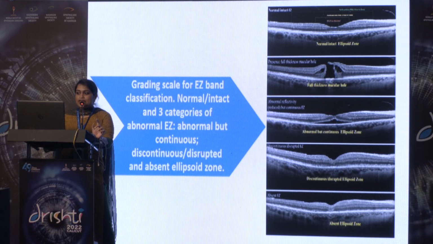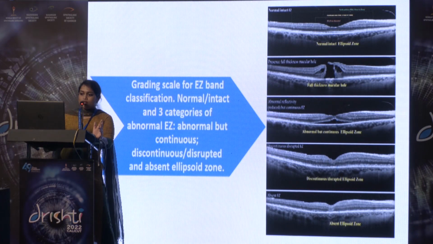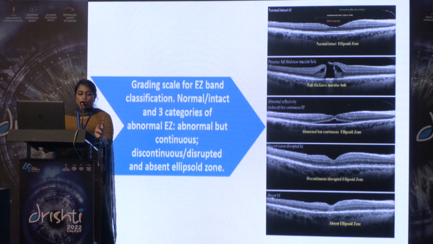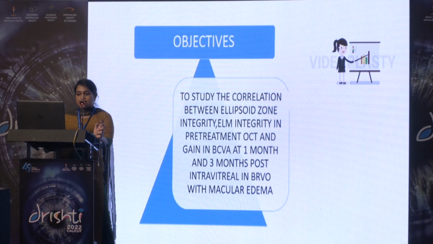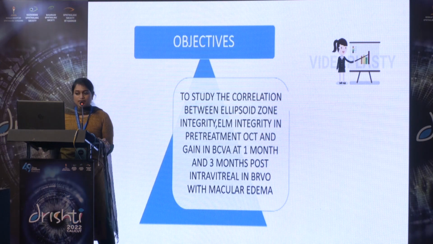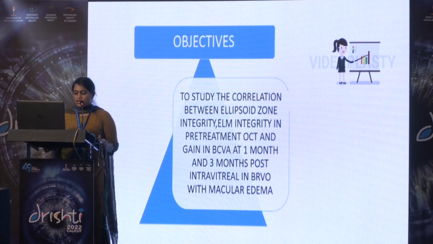So we can grade the ellipsoid zone band as normal or abnormal, and abnormal ellipsoid zone can be either of abnormal reflectivity but continuous, discontinuous or disrupted, or absent ellipsoid zone. So the objective of my study is to find the correlation between ellipsoid zone integrity, ELM integrity in the pre-treatment OCT, and the gain in best corrected visual acuity at 1 month and 3 months post intravitreal ranibizumab in BRVO patients with macular edema.